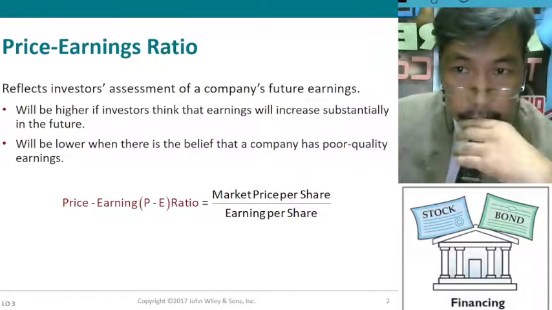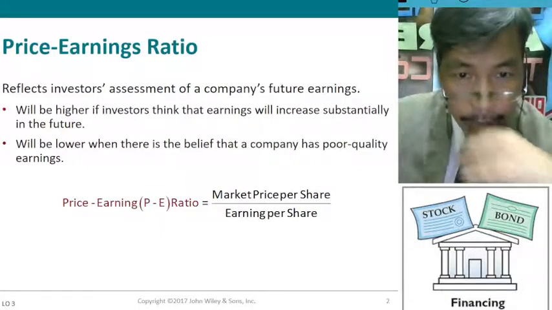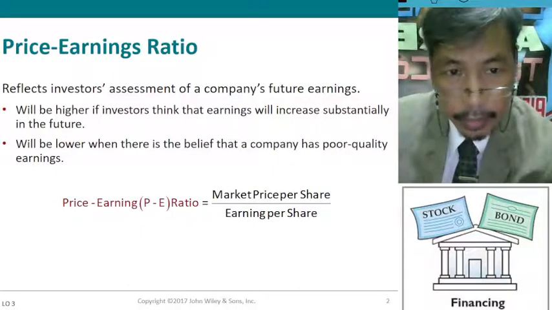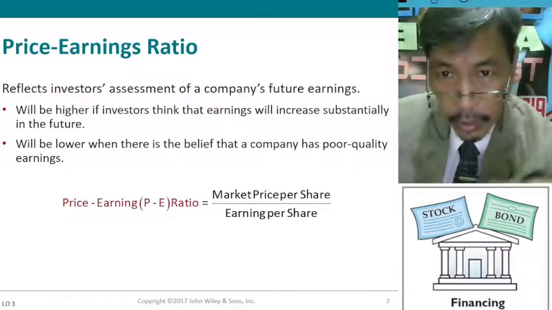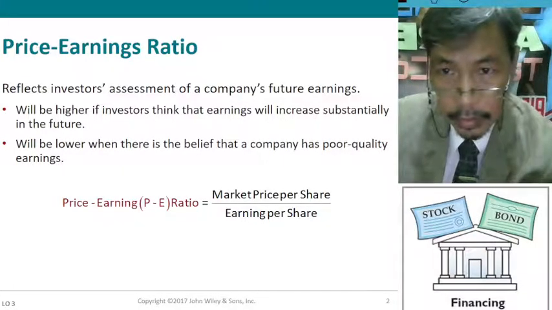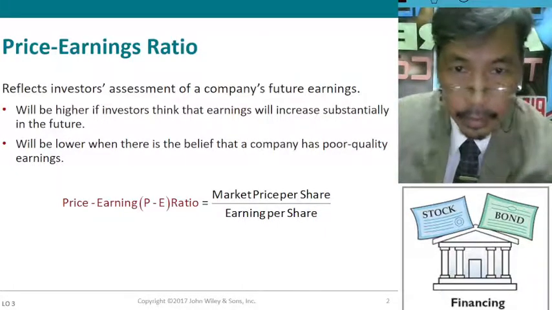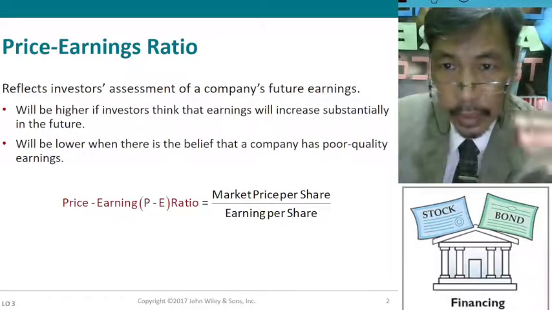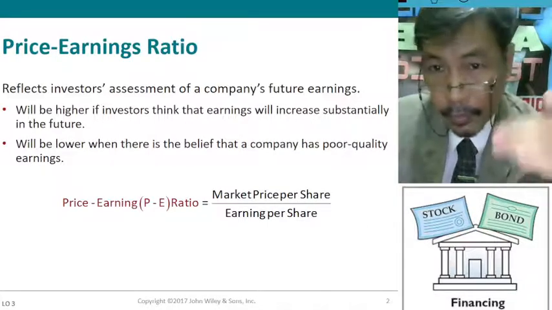Now, the price earnings ratio, or PE ratio, is market price per share divided by earnings per share. What is your company's earnings per share? Calculated on the previous slide. Then, what is the market price per share? So that is the price earnings ratio. It will be higher if investors think that earnings will increase substantially in the future. A futuristic view. It will be lower when there is a belief that the company has poor quality earnings.